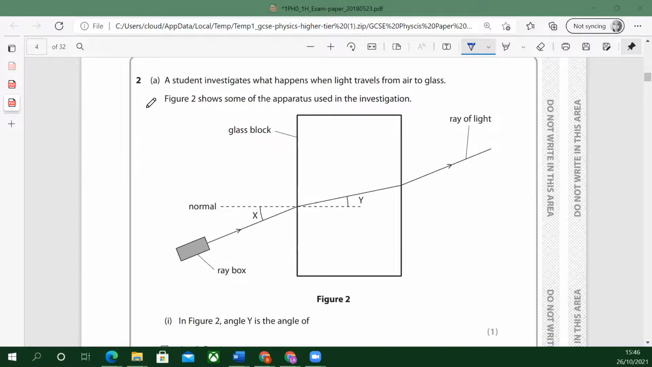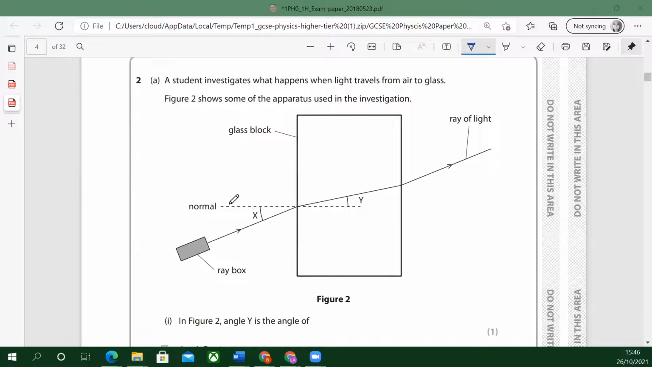So number 2, the student investigates what happens when light travels from air to glass. We need to read that carefully, from air to glass. Figure 2 shows some of the apparatus used in the investigation. Okay, the ray box. They're drawing a ray of light and they're drawing the arrows as you should do, the direction it's going in. This is the glass block, and the outside is air.